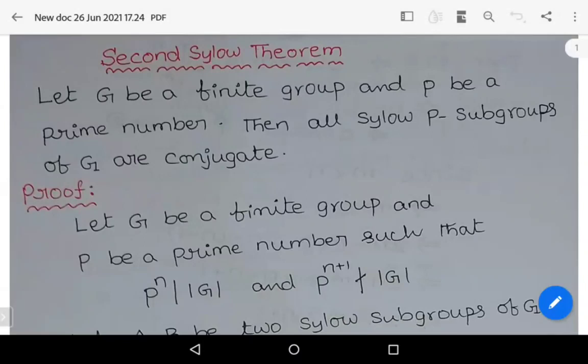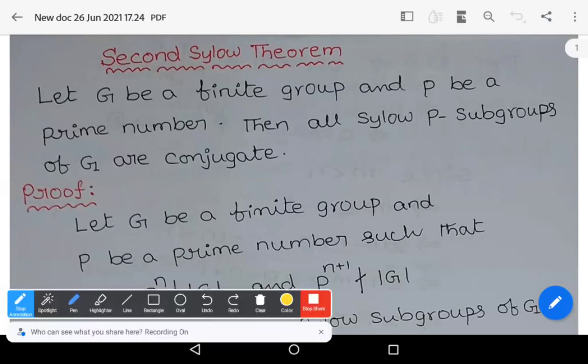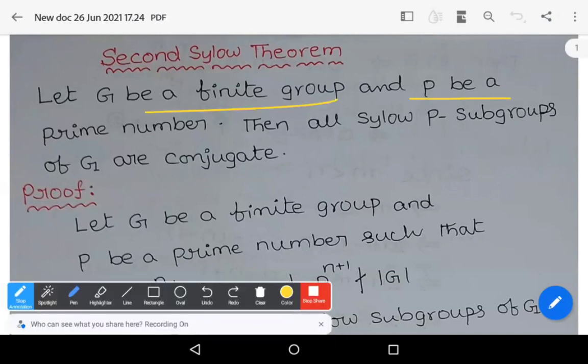In this video, we discuss the second Sylow theorem in abstract algebra. Let us see the statement of the second Sylow theorem. Let G be a finite group, and p be any prime number. Then all Sylow p-subgroups of G are conjugate. It means the Sylow subgroups of the group G are conjugate to each other.